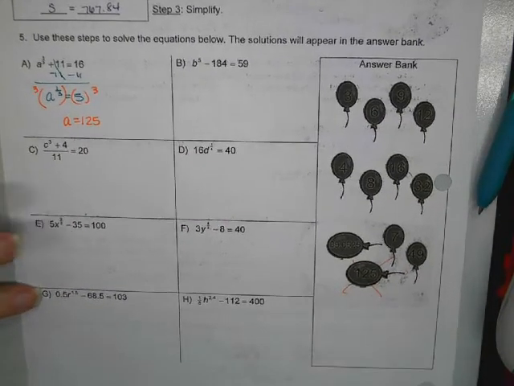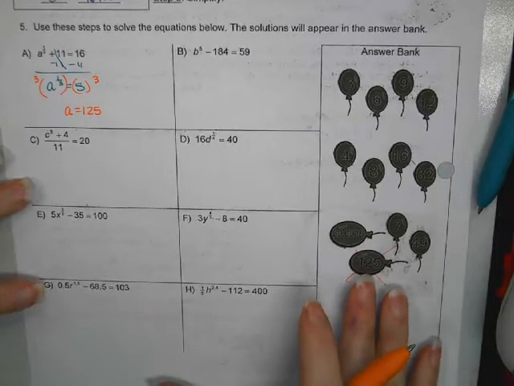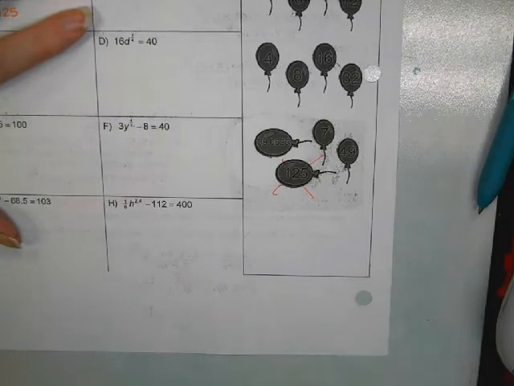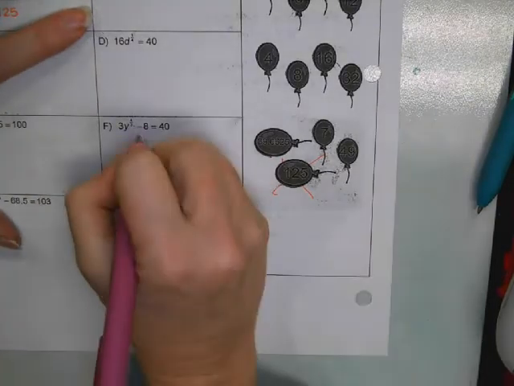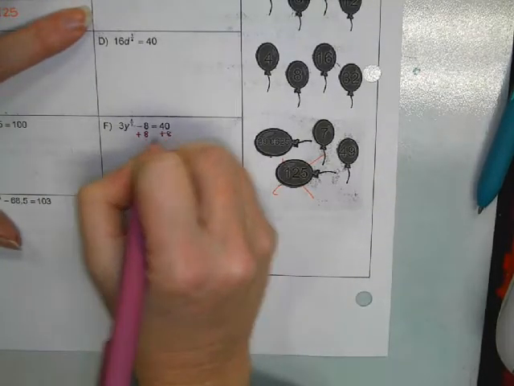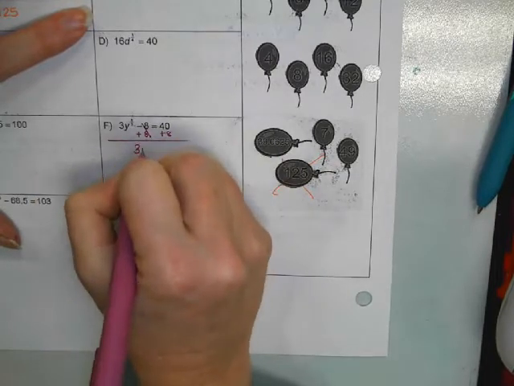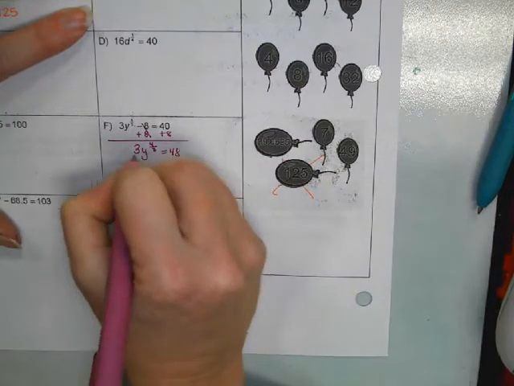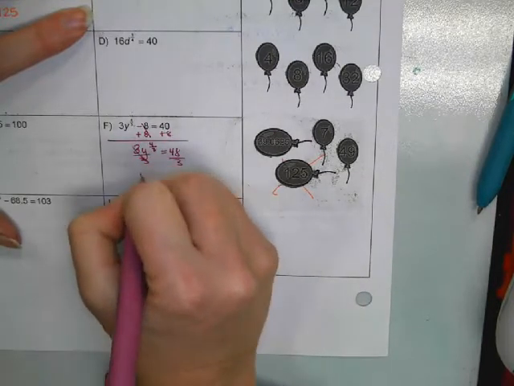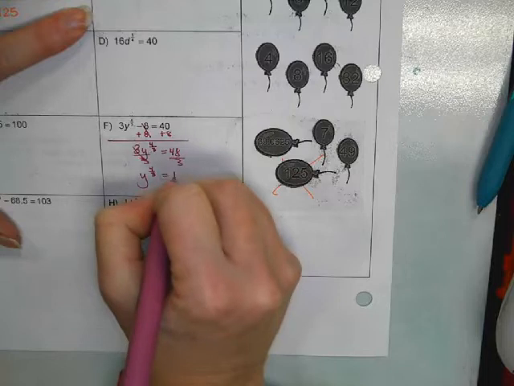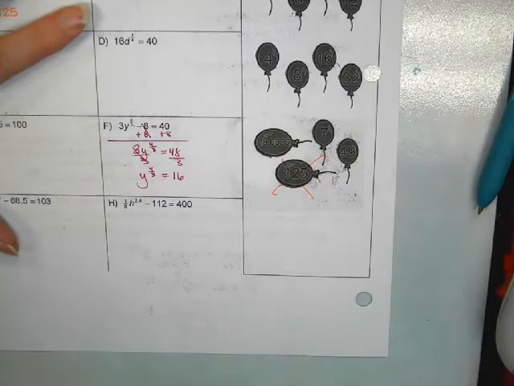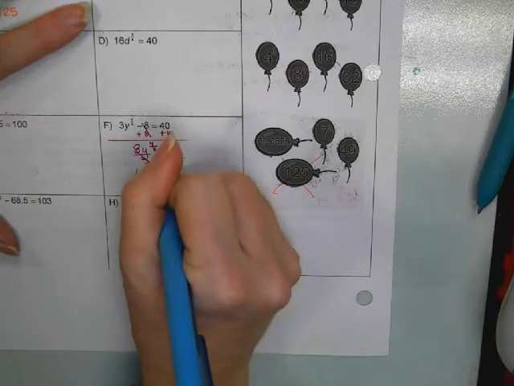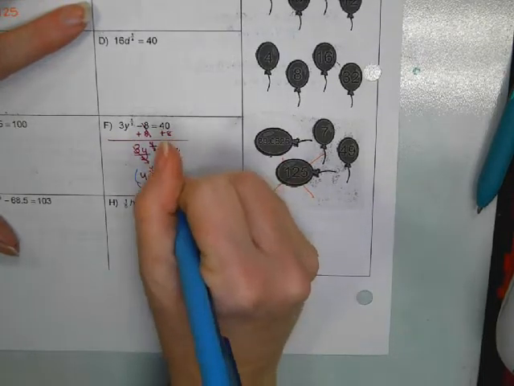All right, let's see. Since I'm not going to do them all with you, let's skip down to F. What do I do first on F? Plus 8. Divide by 3. And now what? Yep, now we're going to raise it to the reciprocal power, so to the 3/4 power.